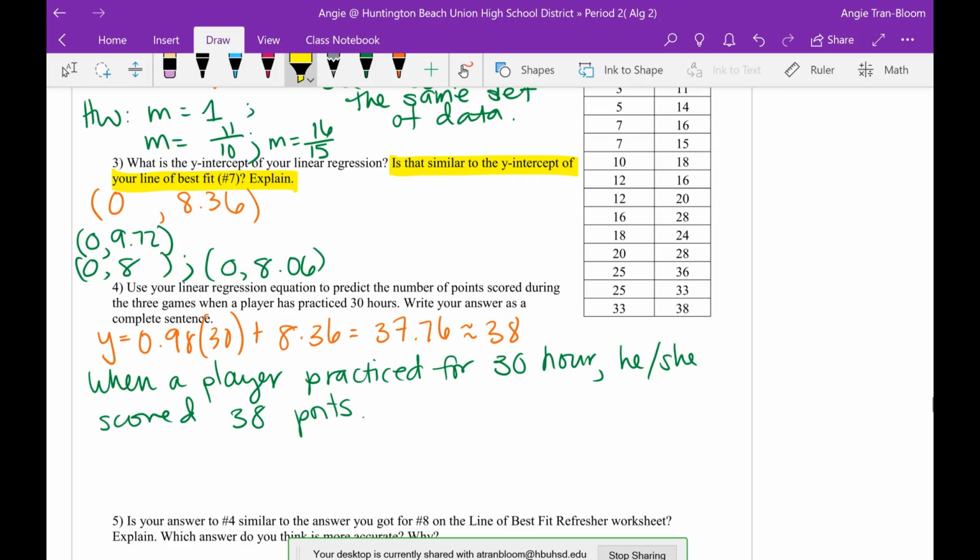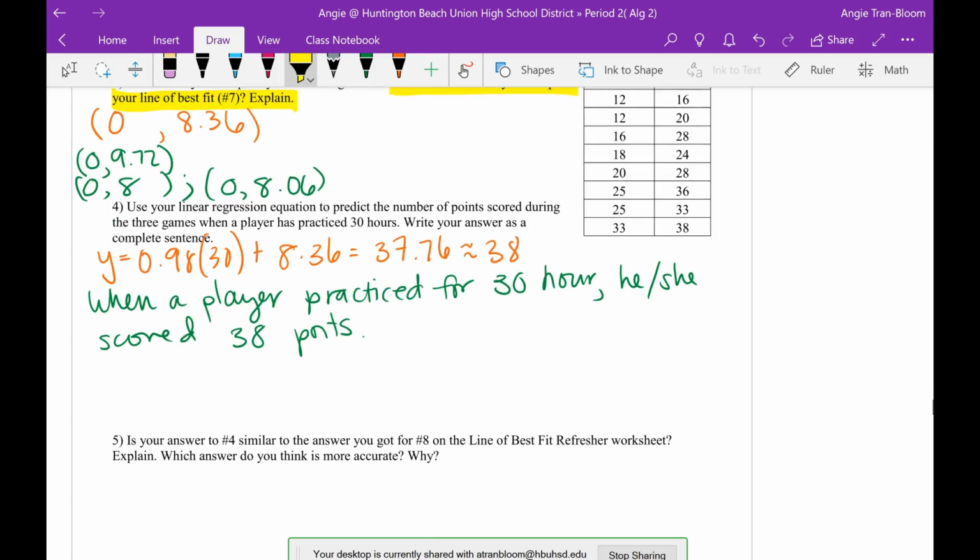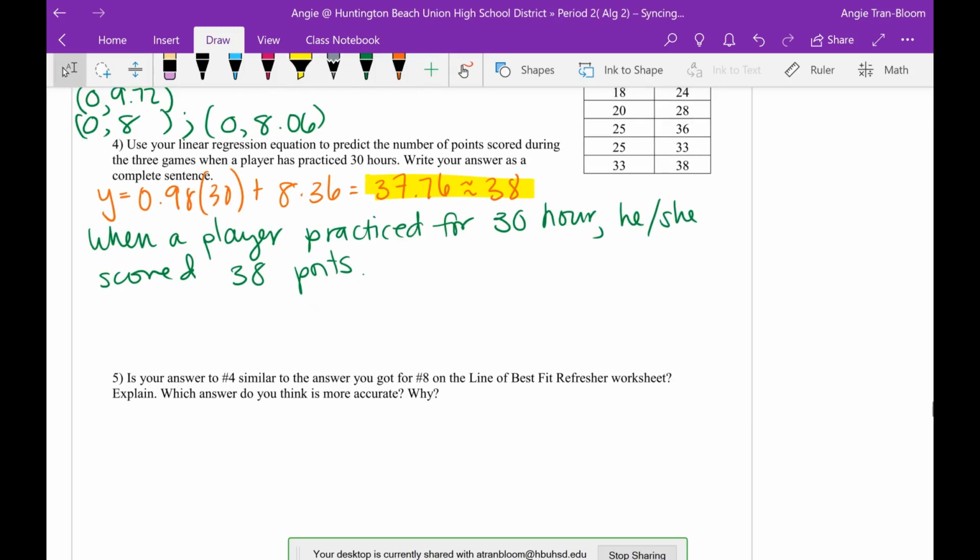Number 4, we didn't have to compare anything at all yesterday. But number 5 is going to ask us. Yesterday, by using a calculator, we had 37.76, or we rounded to 38 points after practicing for 30 hours. Hannah L., what did you come up with for last night's homework for practicing 30 hours? One more time?